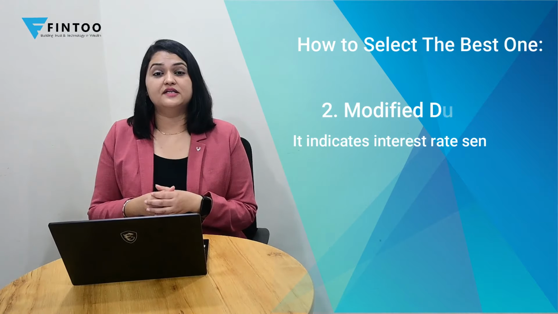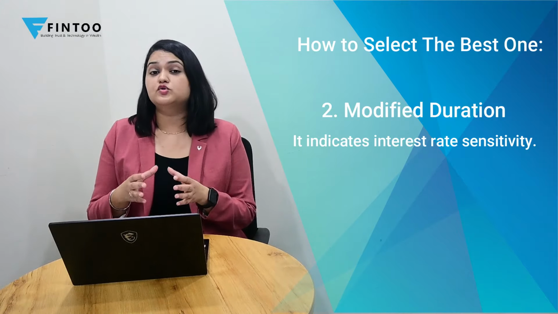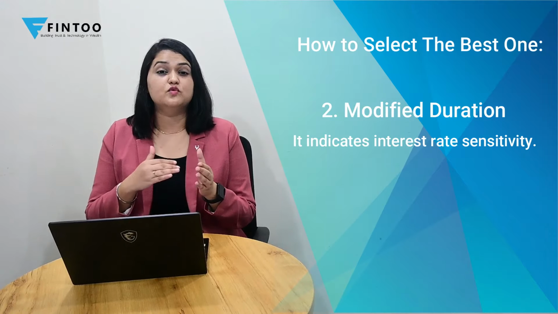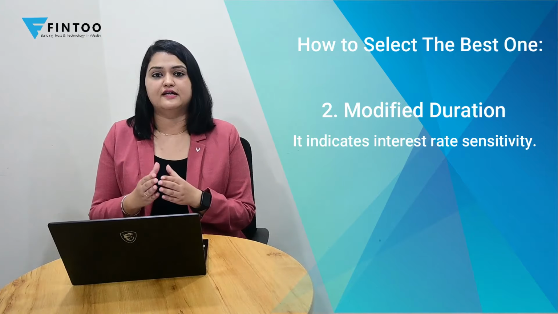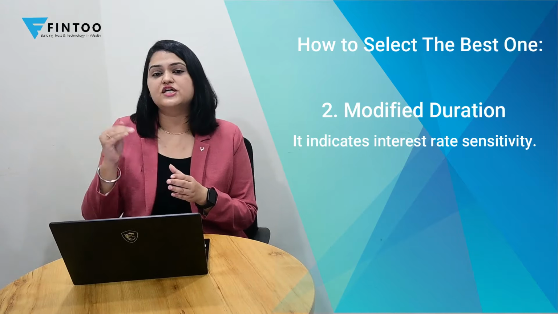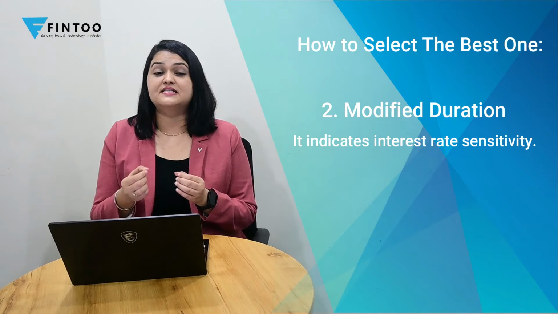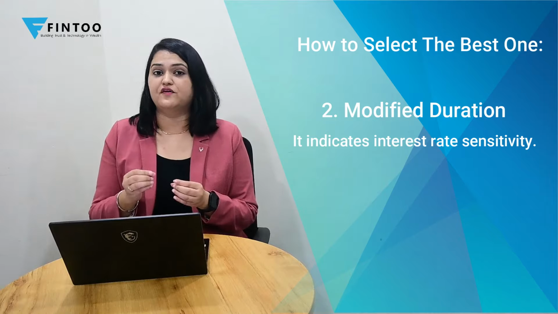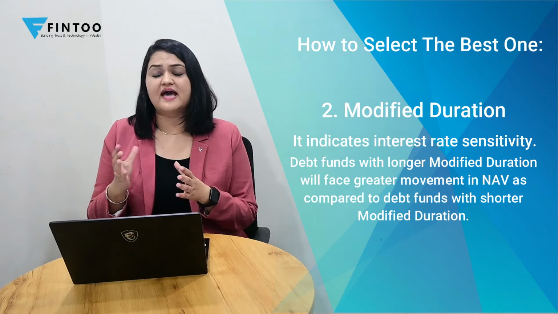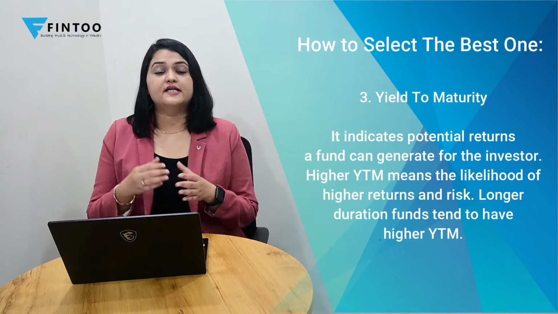The second important parameter is to check modified duration. Please note that along with the credit risk, a debt mutual fund is also exposed to interest rate risk. And interest rates and the NAV of the funds move in the opposite direction, that is, they are inversely related. So when the interest rates increase, the NAV of the fund falls. But how much it will fall depends upon the modified duration, and that is why it indicates the sensitivity of the fund to interest rate movements. Debt funds with longer modified duration will face greater movement in the NAV as compared to debt funds with a shorter modified duration.